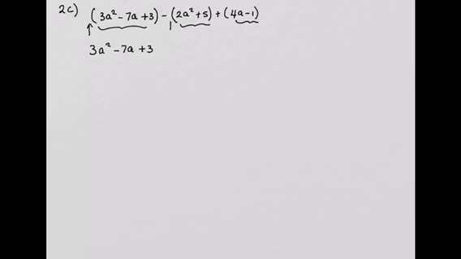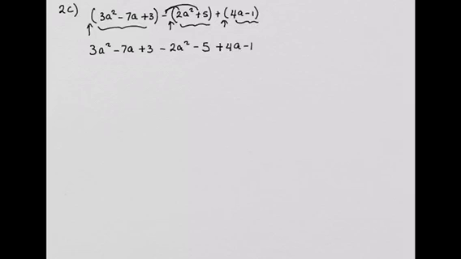Keep in mind, however, there is an invisible negative 1 there. So distributing that negative now changes all of the signs inside the parentheses. So we have minus 2a squared minus 5. Once again, distributing that invisible 1 to everything on the inside, we'll get plus 4a minus 1.